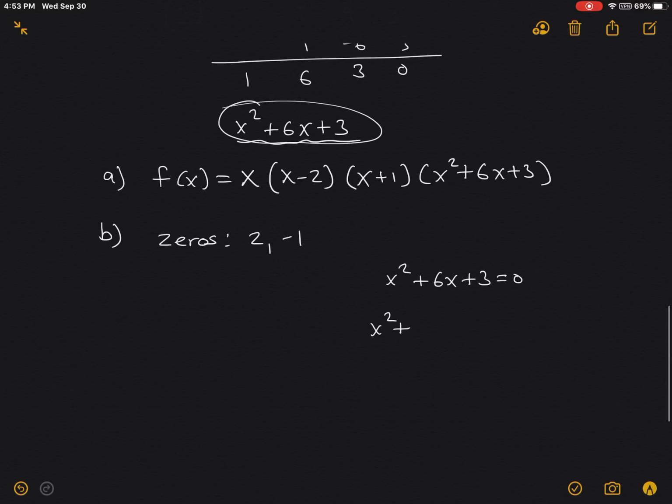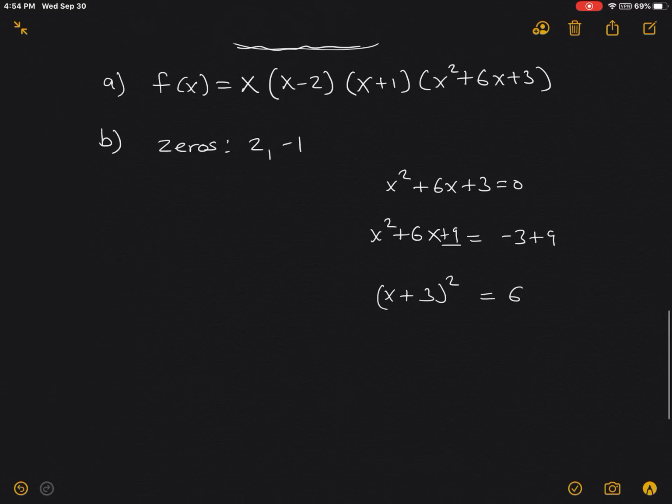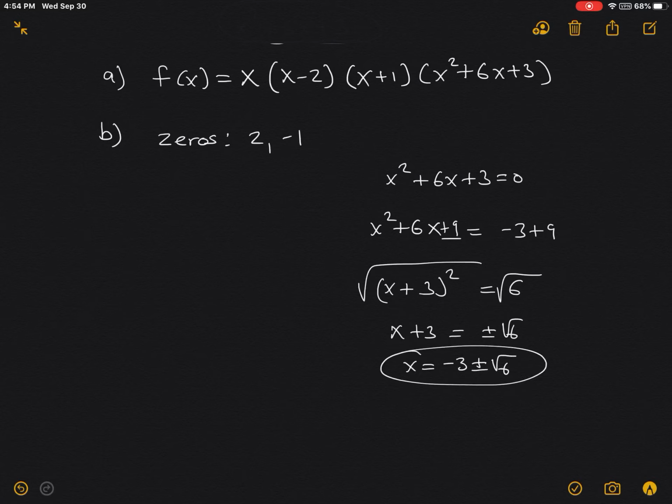The way you do that, of course, is you want to isolate this term right here. And then you can complete the square from this step. So 6 divided by 2, that's 3. 3 squared is 9. So if I add 9 on this side, I'm going to add 9 on this side. And this becomes x plus 3 quantity squared. And then you solve using square roots. Take the square root of both sides. You get x plus 3. Make sure you write plus or minus root 6. And x is going to equal -3 plus or minus root 6.